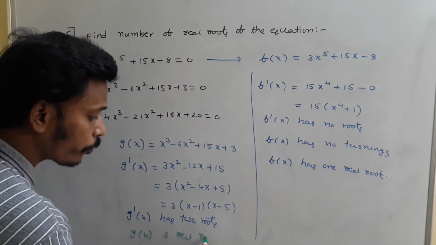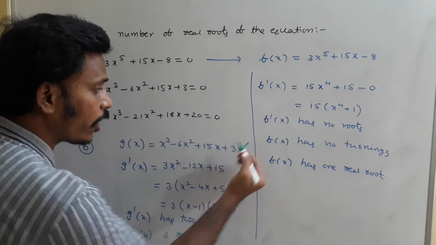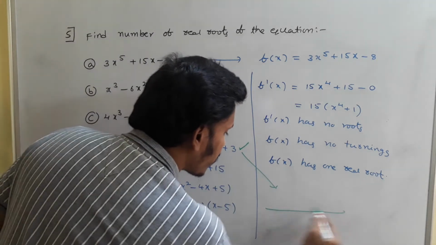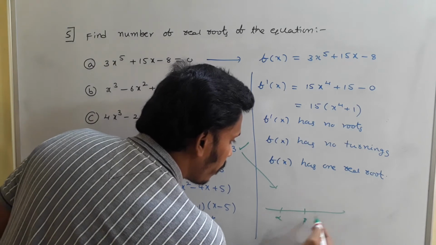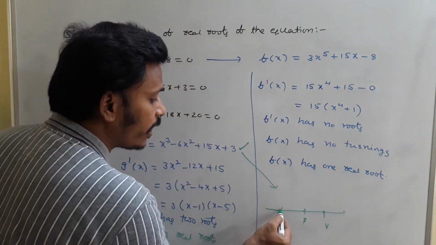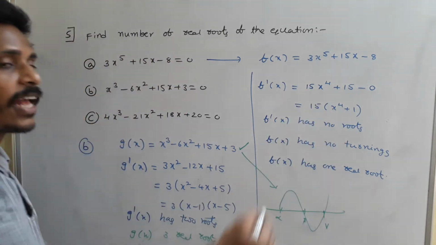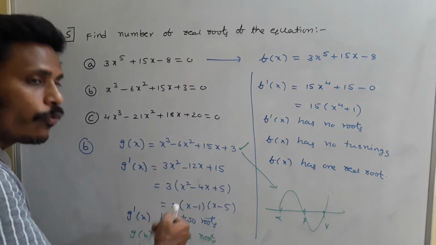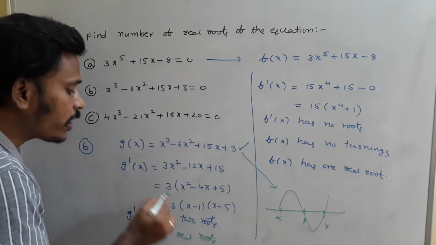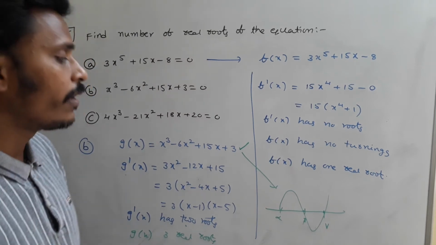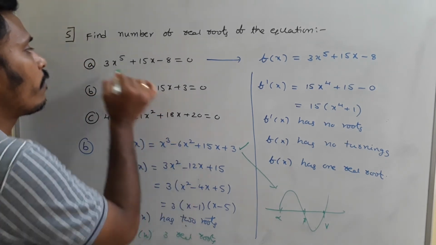Is it right? If it has three real roots like alpha, beta, gamma, the graph passes through these 3 points. That indicates that it has two turnings. That means the derivative has two roots. But we are moving in the reverse order. Since g dash of x has two roots, that concludes that the given function g of x has three real roots. There ends the problem.